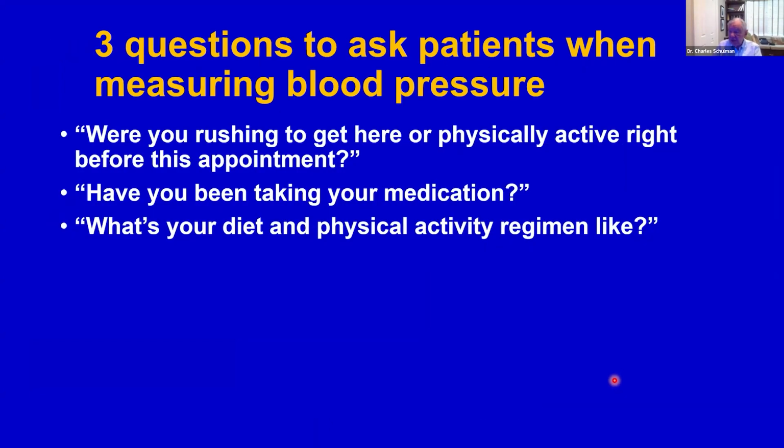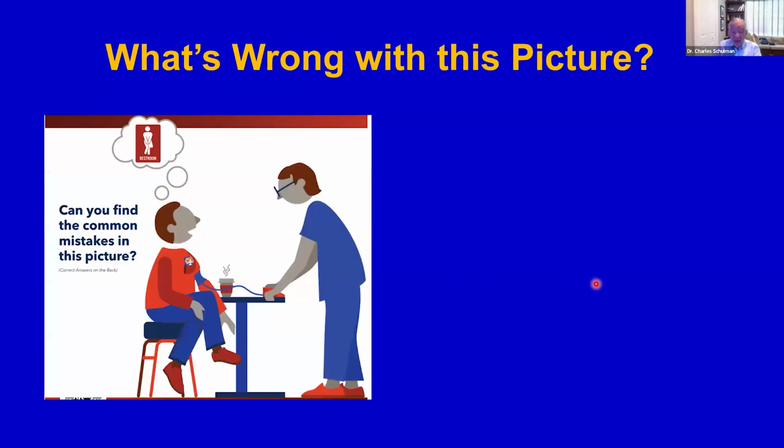When your patient comes in, there are 3 questions to ask before you measure their blood pressure. Were you rushing to get here or physically active right before this appointment? Did you smoke a cigarette right before or have 2 cups of coffee? Have you been taking your medicine? That's going to turn out to be a key issue. And what's your diet and physical activity regimen like?